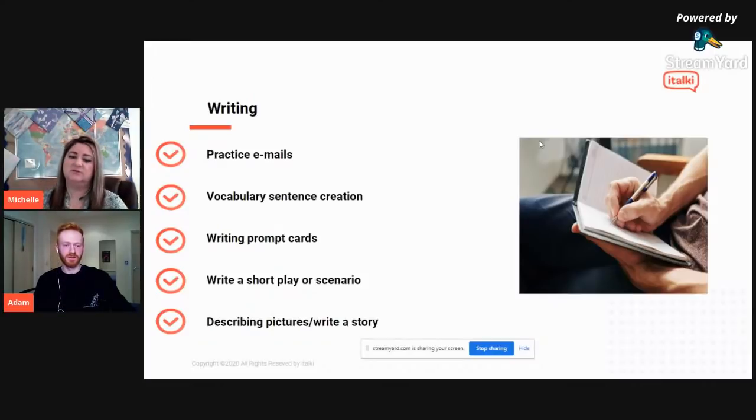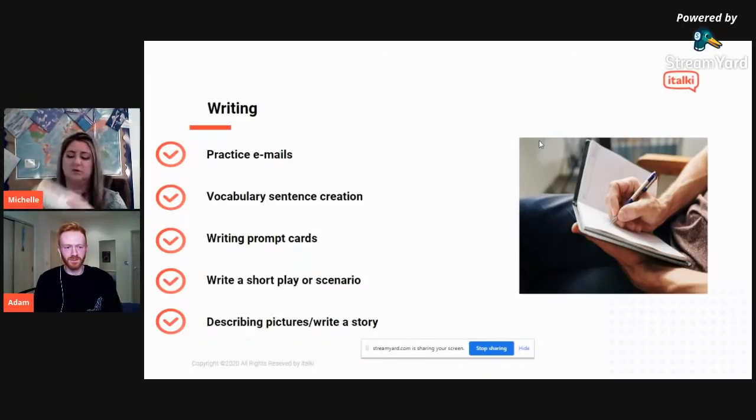Another thing I like to do, which works with children and adults, is describing pictures or write a story. So if we're describing pictures, I can go in a newspaper, in a magazine, whatever, and I can actually get pictures. Or I have something like these, depending on who you're working with, right?